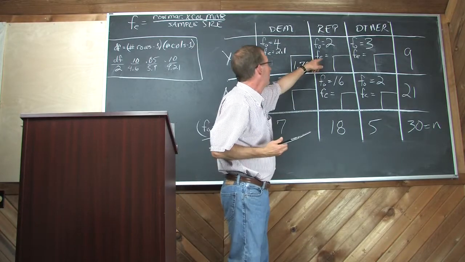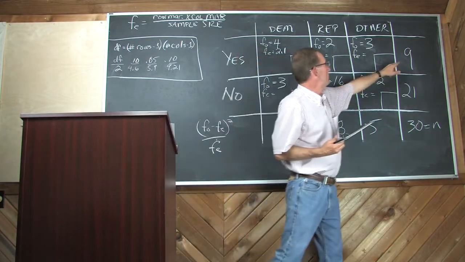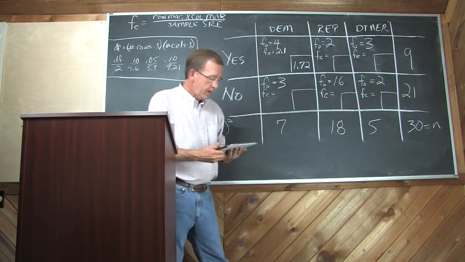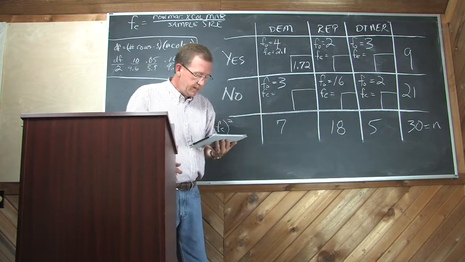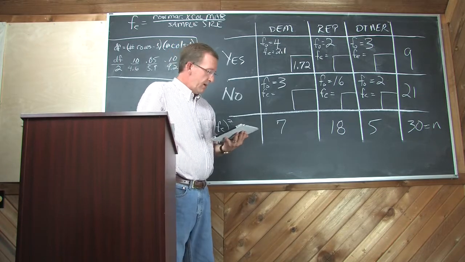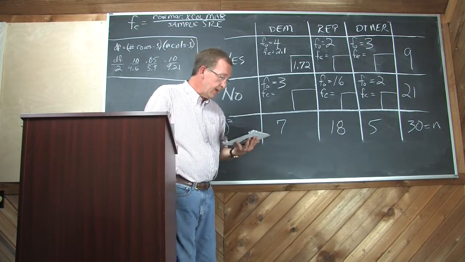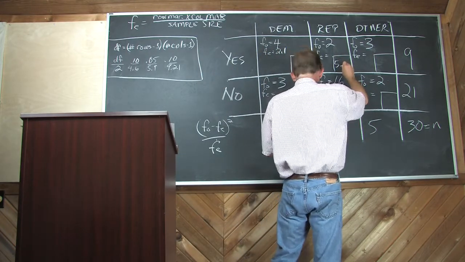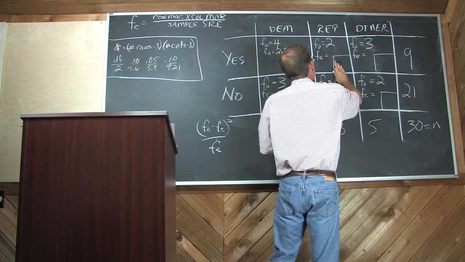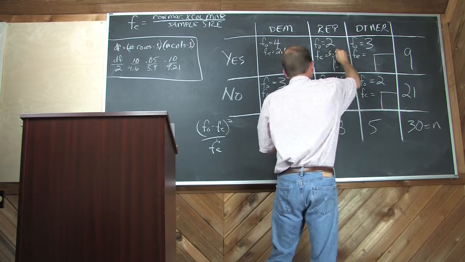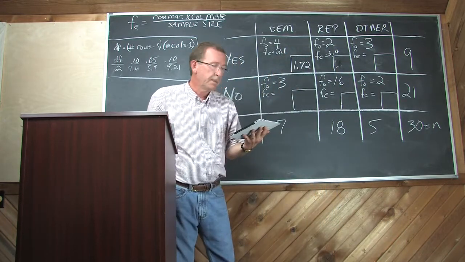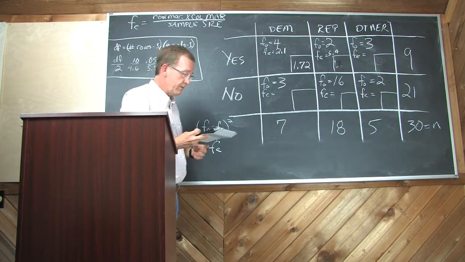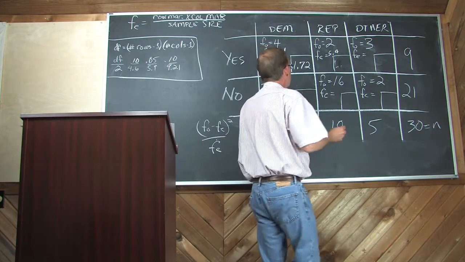Moving on here. Column marginal times row marginal is associated with this cell. 18 times 9 divided by 30, in this case, is equal to 5.4. 5.4 here is expected. And the overall calculation, FO minus FE squared divided by FE, is in this cell equal to 2.14.